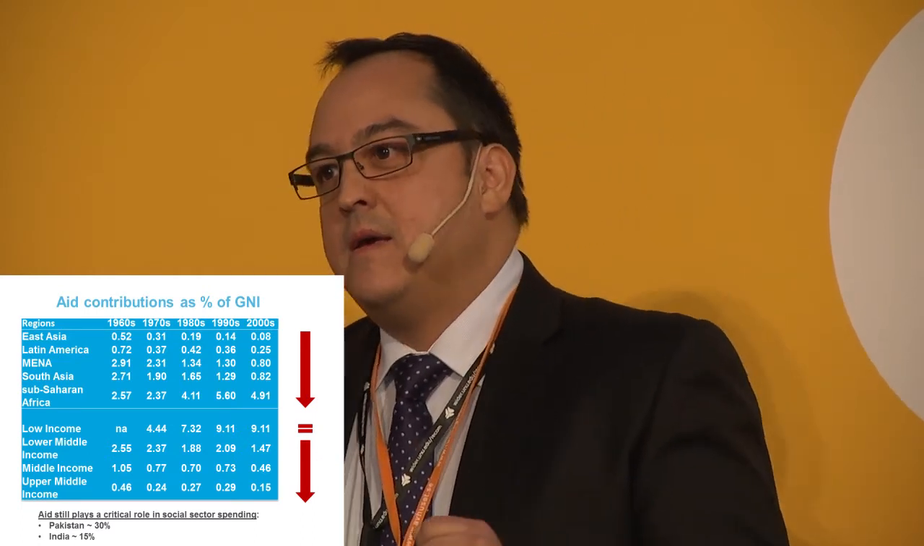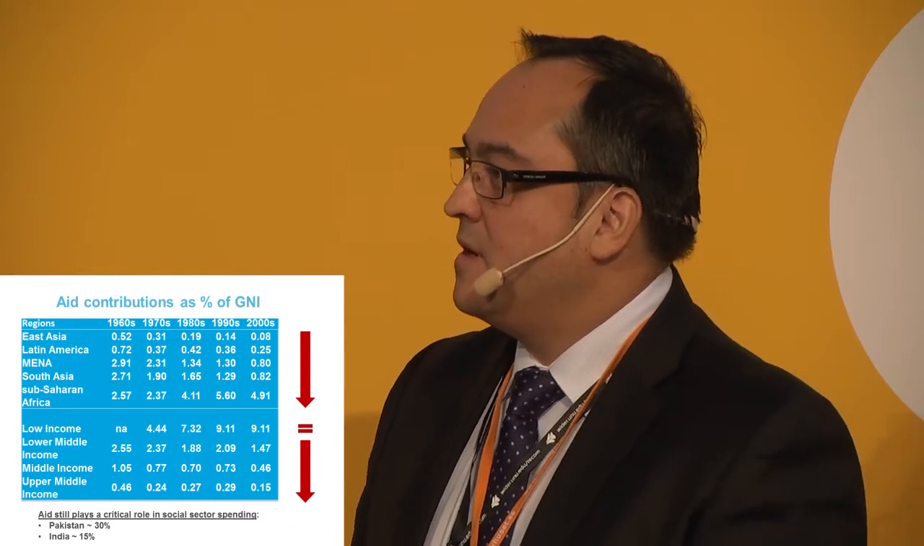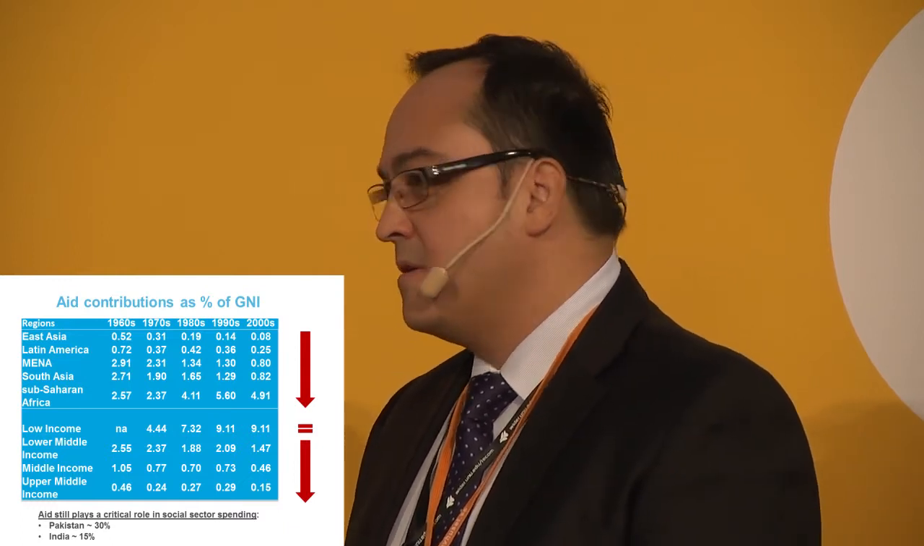And for every $100 that a country produces in developing countries, less than 1% actually comes from foreign aid. So it has been declining over time. This is at the national level. But if you look at the contribution of foreign aid to the social sectors, how much is spent in education, in health, then the picture changes.